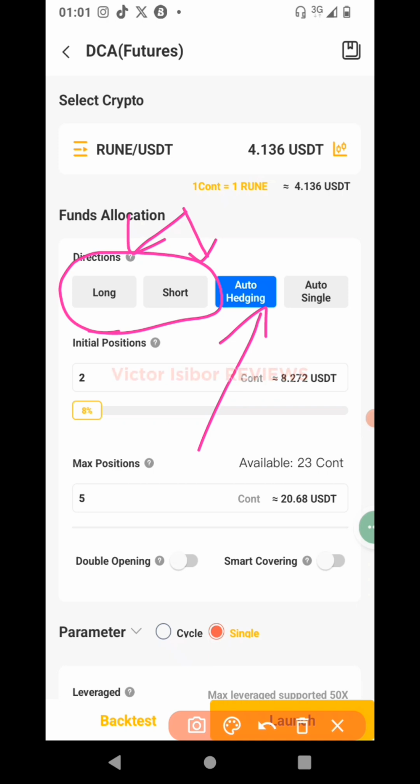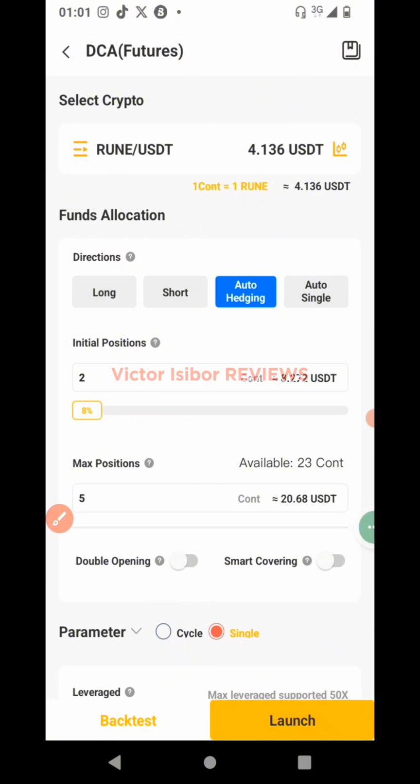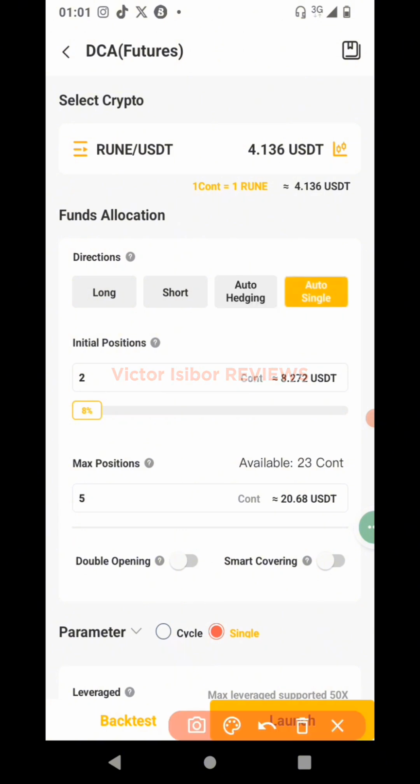So with auto hedging, you are making money and you are losing money at the same time. But with proper capital allocation, you are making more money than you are losing. Okay, that is auto hedging. That is for those that are guessing. They don't know which direction the market is going. Now, the one that is there by default, which is a feature that is peculiar to Utrading, auto single.